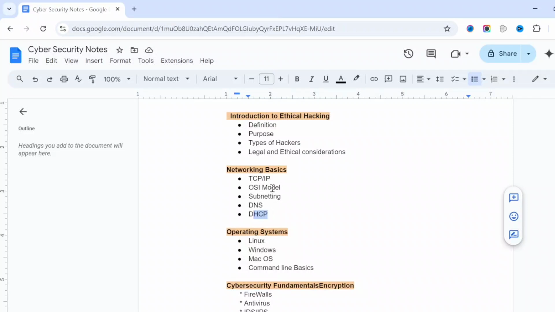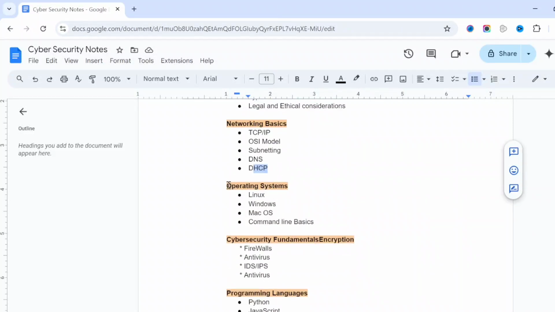After this networking basics concept we are moving into operating systems. In operating systems we have different operating systems like Linux, Windows, Mac OS, and command line basics. So these are the different operating systems and concepts we need to see.